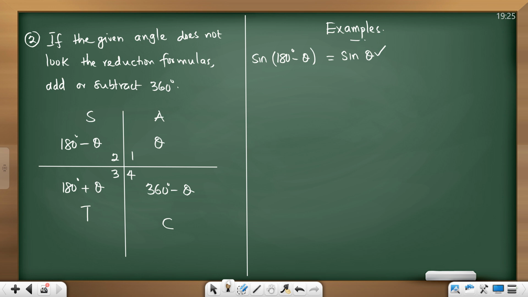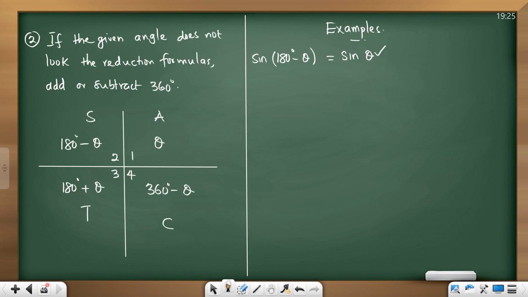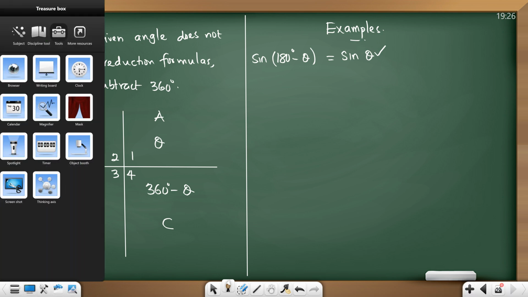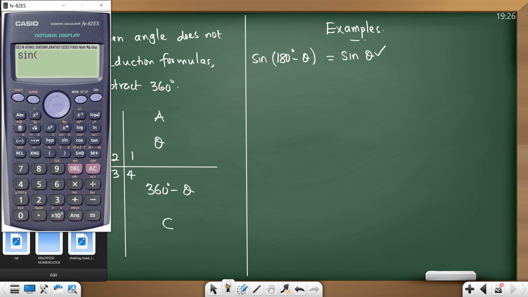But this guy taught us about head nod and head shake. What was he doing? My good learners, what was my first instruction? Substitute 1 in the place of theta to get the sign. I'm going to grab a calculator. This is what I do in class. So, sine of 180 minus 1. I am looking for the sign. Is it a positive or a negative? Oh, it's a positive. Great. It would make sense, so I know my answer is a positive.